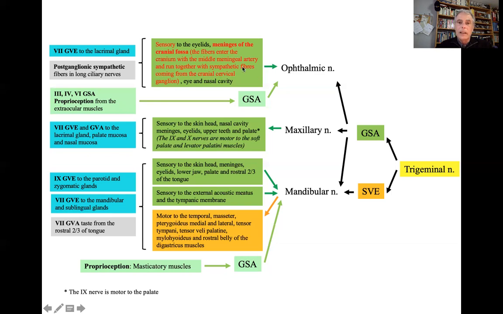So the ophthalmic nerve, we will also see, is sensory to the eyelids, eye, and nasal cavity. However, it's also sensory for the meninges of the cranial fossa, right? So the trigeminal nerve, in particular the ophthalmic nerve, is sensory for the meninges of the cranial fossa. And as you see, the mandibular nerve is sensory, but is also motor to the muscles of mastication. And it also has proprioceptive fibers coming from the masticatory muscles.